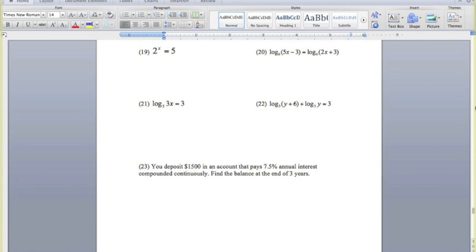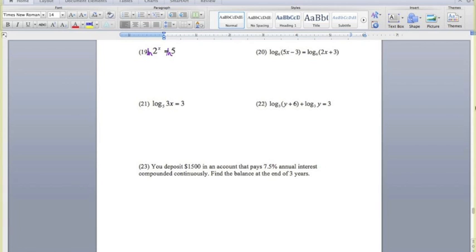Any kind of a log will undo an exponential. So we're going to take some kind of a log. I usually do a natural log, but it doesn't matter what kind of a log you do. And we'll take some kind of a log of both sides. I do a natural log or a log base 10, so that then in the end of this problem we can type it into the calculator.